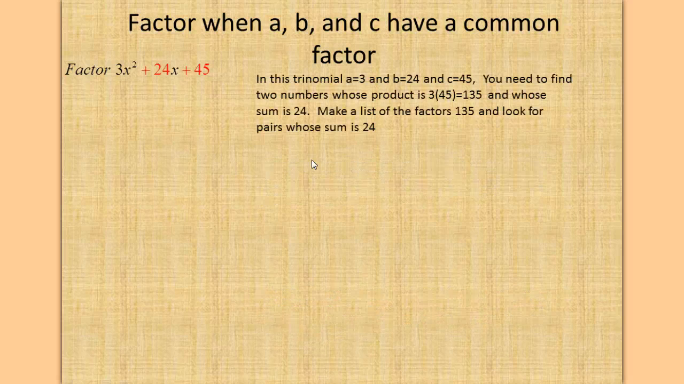Okay, in this trinomial, a is equal to 3, b is equal to 24, and c equals 45. So you need to find two numbers whose product is 3 times 45, which is 135, and whose sum is 24. Make a list of the factors of 135, and look for pairs whose sum is 24.